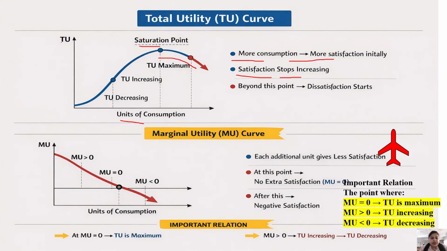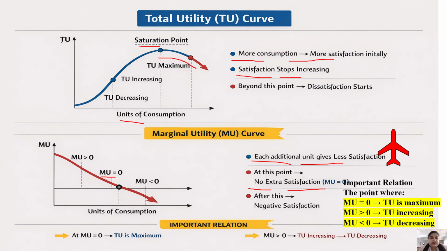Now, let's see the marginal utility case. When we link total utility and marginal utility, we can say that the MU first gives the additional unit, gives less satisfaction, but at this point no extra satisfaction, that MU is 0. When the total utility goes to the saturation point, it means that the marginal utility is 0. It means beyond this point the total utility decreases and MU may be negative. So when the marginal utility is 0, the total utility is maximum.